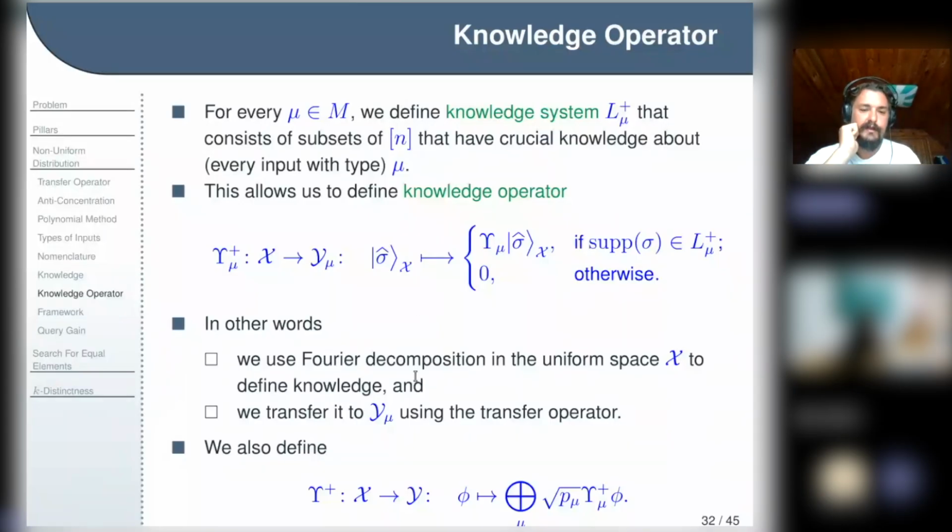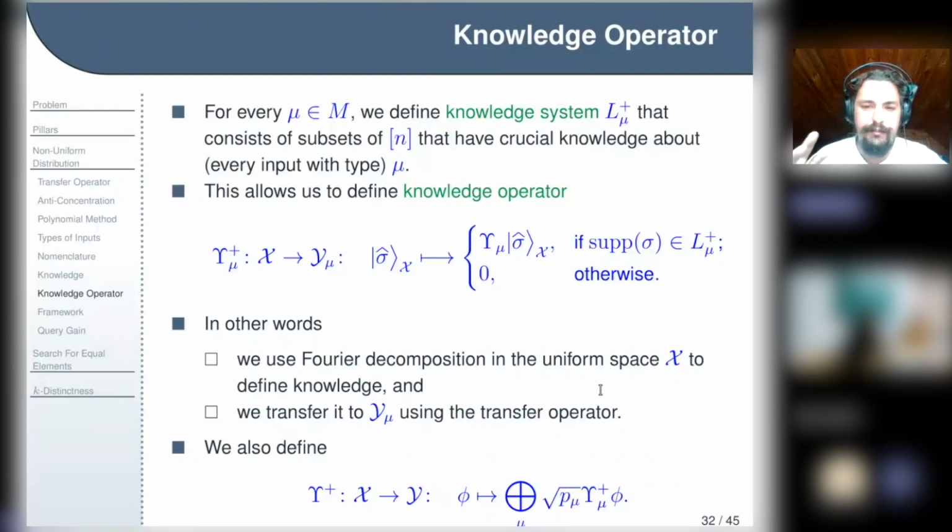Again, the total knowledge operator epsilon plus goes from x to y. So y is now also imbued with these types, so it's both type and the input, and it's just a direct sum of individual epsilon plus mu. So again, just the same formula as before; we had the same formula previously, but without pluses. Now it's with pluses. So now we have this knowledge system.